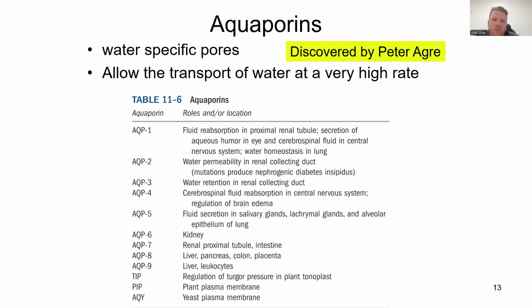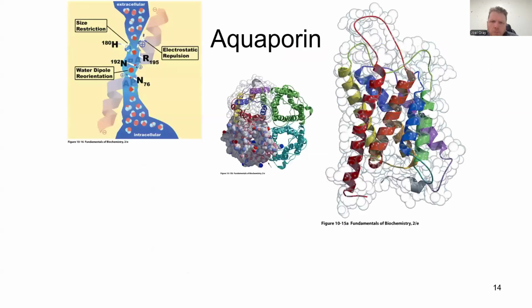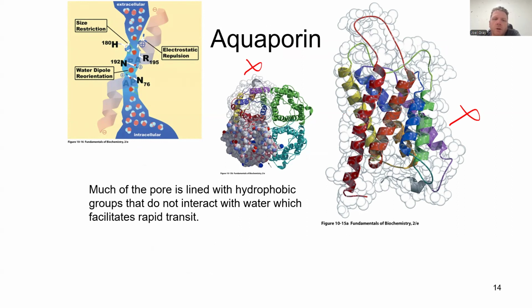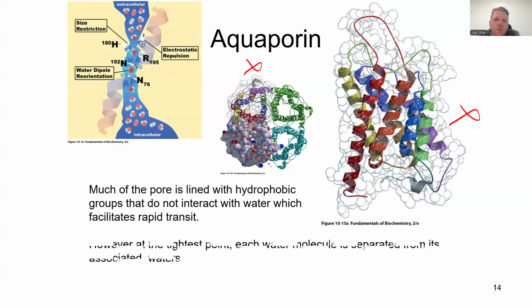Here is just a list of some of those. If you look on the right-hand side, you'll see the top-down view right here, and then a side view of an aquaporin right here. One of the things I want you to recognize is that there's lots of alpha helices that make up this structure. It's not quite to the extreme of something like hemoglobin, but there's certainly lots of alpha helices. Much of the pore is lined with hydrophobic groups that do not interact with water, which facilitates that rapid transport. However, at the tightest point, each water molecule is separated from its associated waters.